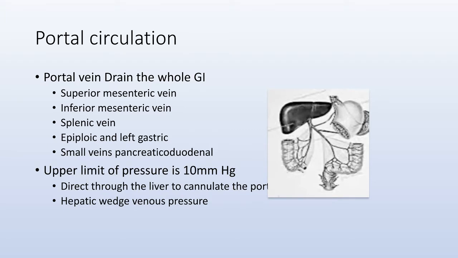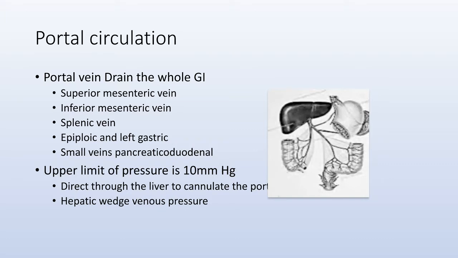The blood that drains the entire gastrointestinal tract goes from the inferior mesenteric vein, which drains the colon, distal transverse down to the rectum. Then it will join somewhere with the splenic vein, and then they will join the superior mesenteric vein. The superior mesenteric vein drains the entire gut from the ligament of Treitz down to the splenic flexure of the colon.